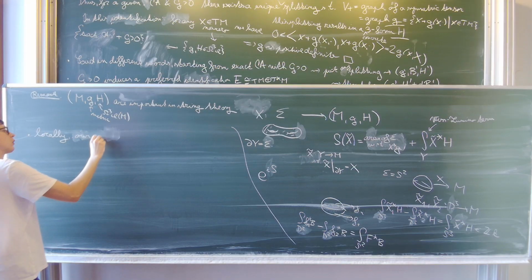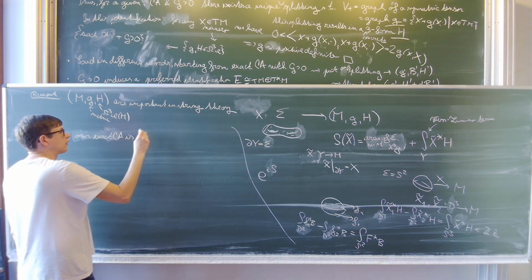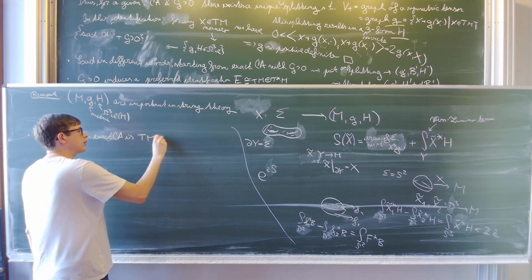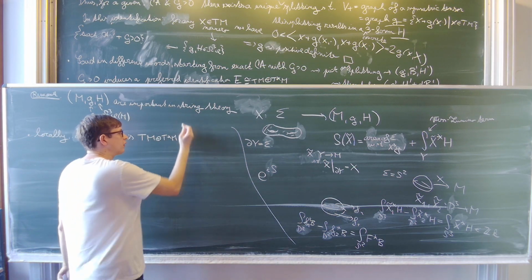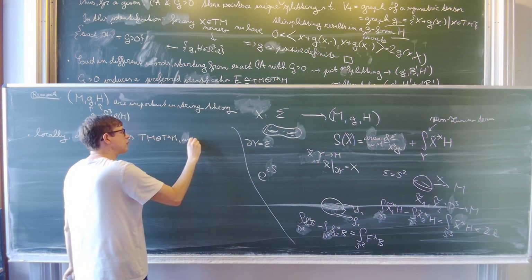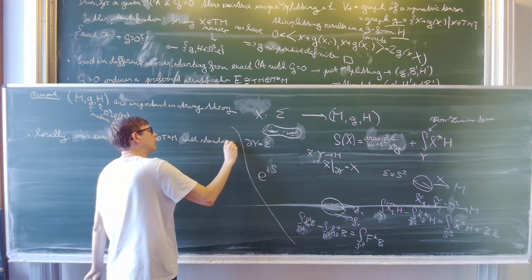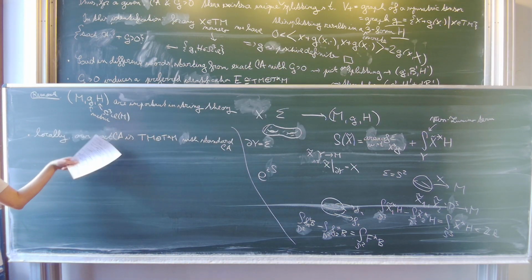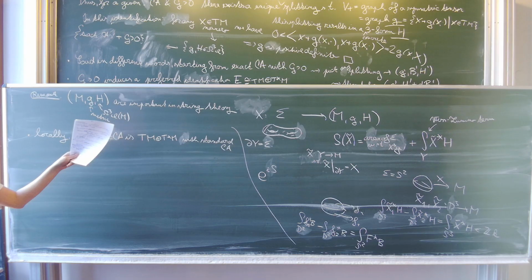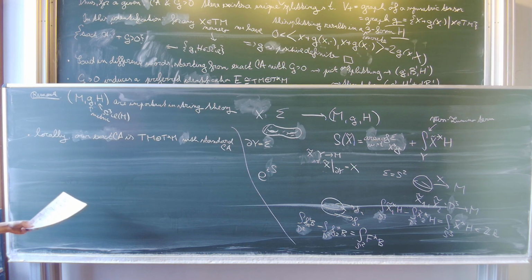locally our exact Courant algebroid is simply TM plus T star M in the standard bracket, the standard Courant algebroid. So the classification is given by cohomologies, which locally are trivial. So locally every exact Courant algebroid is simply this thing with no three-form in the bracket.